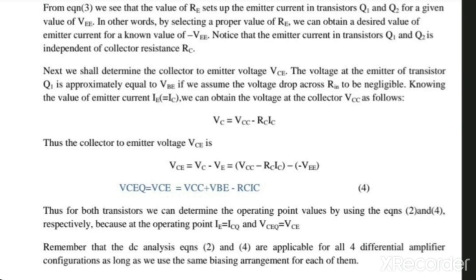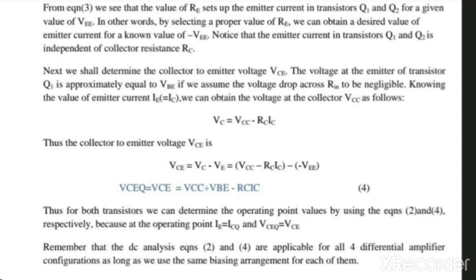Now we have to determine the collector to emitter voltage VCE. Let us assume that the voltage drop across R input is negligible and the voltage at the emitter of transistor Q1 is approximately equal to the VBE. The voltage at the collector VC can be written as VC is equal to VCC minus RC IC.